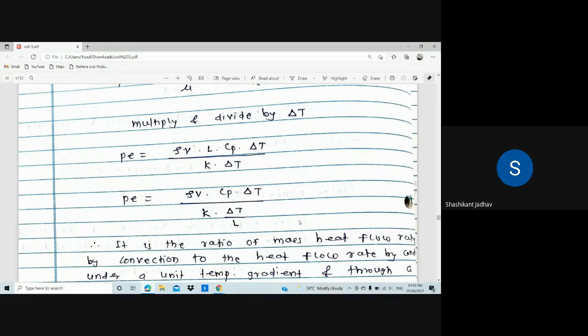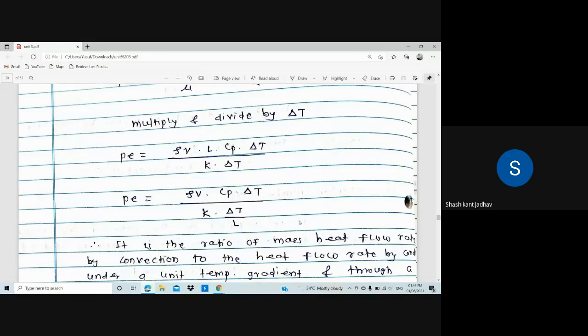ओके. सो rho V Cp delta T म्हणजेच काय असणार आहे? m Cp delta T. आणि हा काय आहे बघा, डिनॉमिनेटर K इंटू delta T बाय L. म्हणजे हा कंडक्शन आहे आणि न्यूमरेटर जो आहे तो कन्व्हेक्शन आहे. Okay, so therefore all of you write down, Peclet number म्हणजे काय असणार आहे?